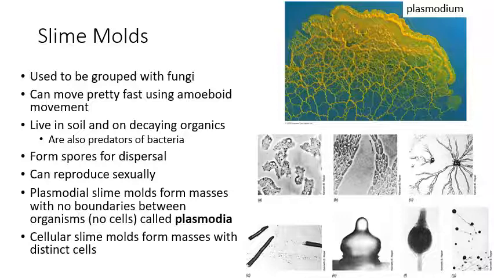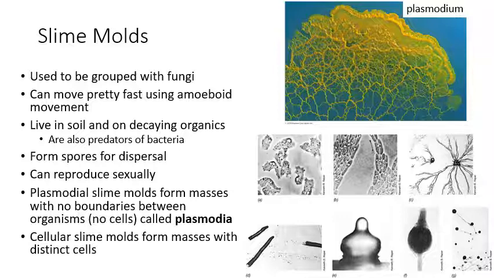The main difference between the plasmodial slime molds and the cellular slime molds is that the plasmodial slime molds are not divided into cells, so they're more like the oomycetes, where you don't have divisions between cells. This means you end up with filaments that have multiple nuclei in them, and we call those plasmodia in the case of the plasmodial slime molds.